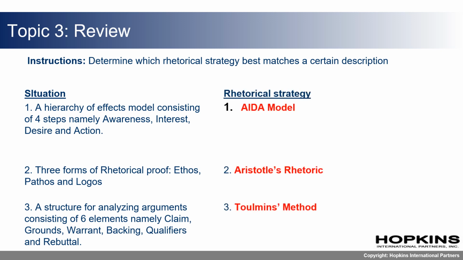The answers are: 1. A hierarchy of effects model consisting of 4 steps, namely awareness, interest, desire, and action. This would be AIDA model. 2. 3 forms of rhetorical proof: ethos, pathos, and logos. This would be Aristotle's Rhetoric. 3. A structure for analyzing arguments consisting of 6 elements, namely claim, grounds, warrant, backing, qualifiers, and rebuttal. This would be Toulmin's method.